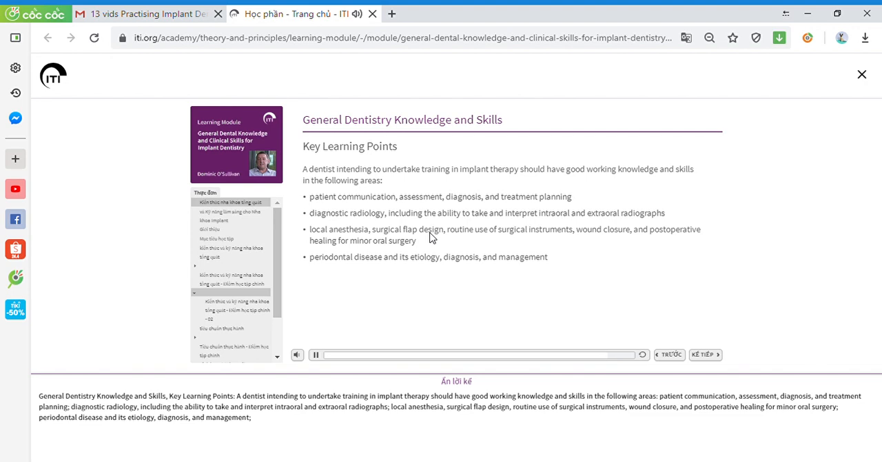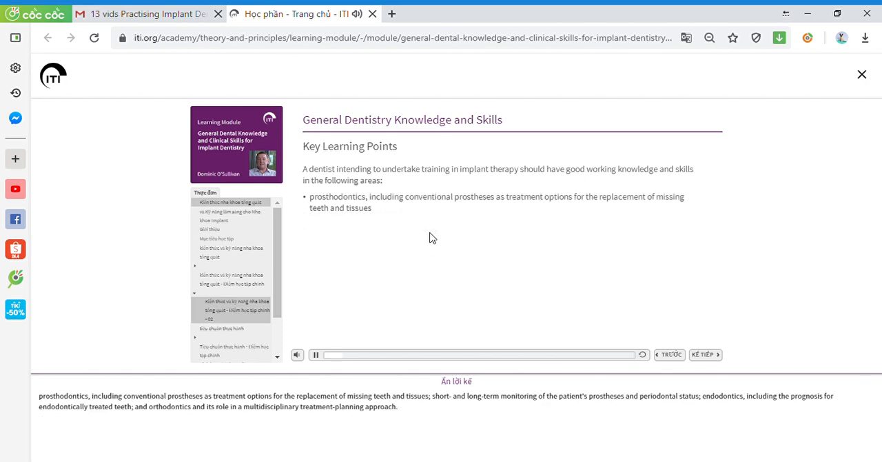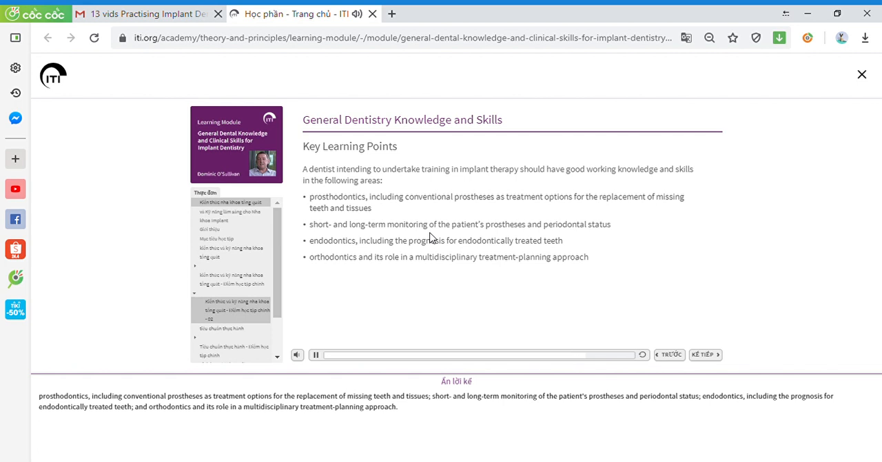Periodontal disease and its etiology, diagnosis, and management. Prosthodontics, including conventional prostheses as treatment options for the replacement of missing teeth and tissues. Short and long-term monitoring of the patient's prostheses and periodontal status. Endodontics, including the prognosis for endodontically treated teeth. And orthodontics, and its role in a multidisciplinary treatment planning approach.